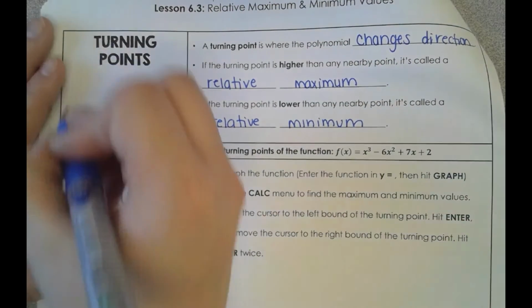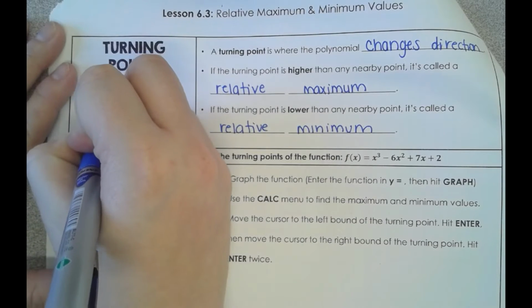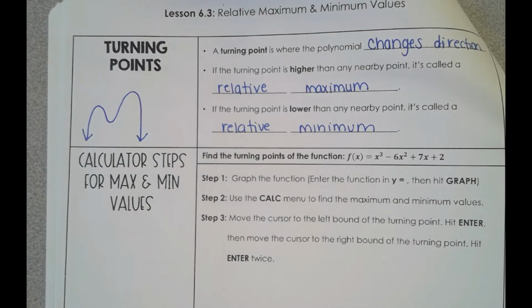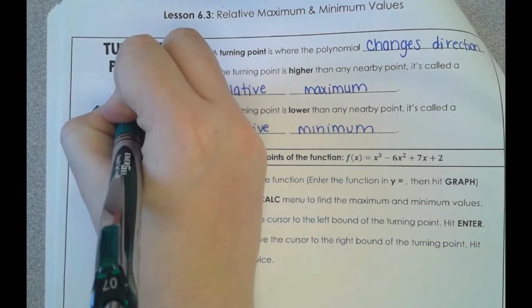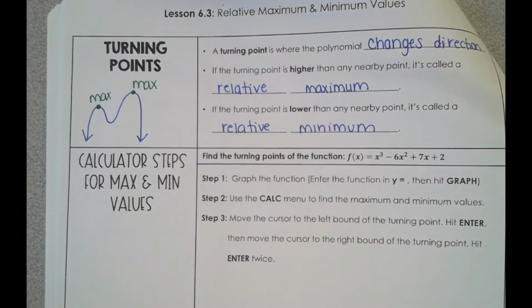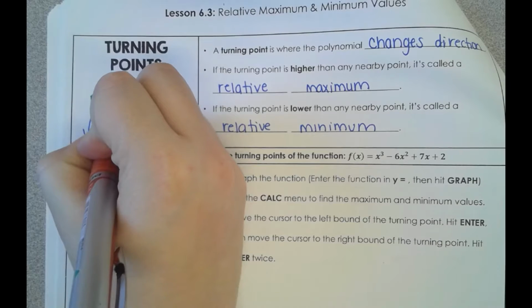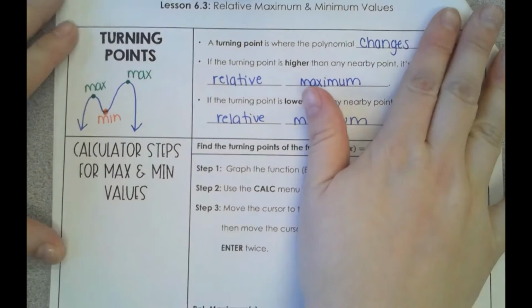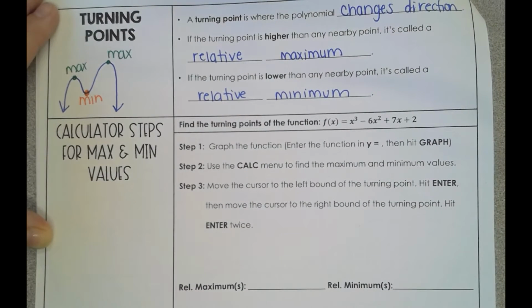So I'm going to draw a graph, something like this. Anytime that you have a hill, the top of the hill, those are your maximums. And the valleys, those are your minimums. So you've got to be able to identify your maximums and minimums. And everything that we do has got to be done in a calculator. So it's very important that you have a calculator handy.